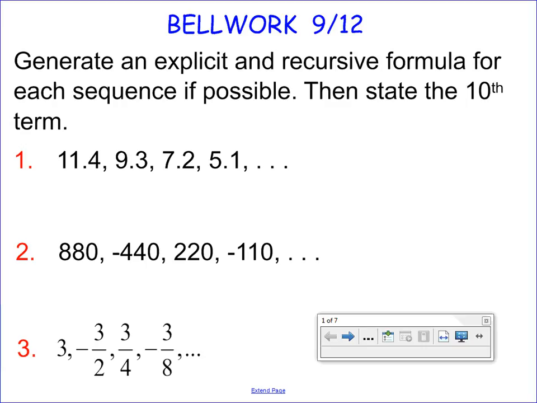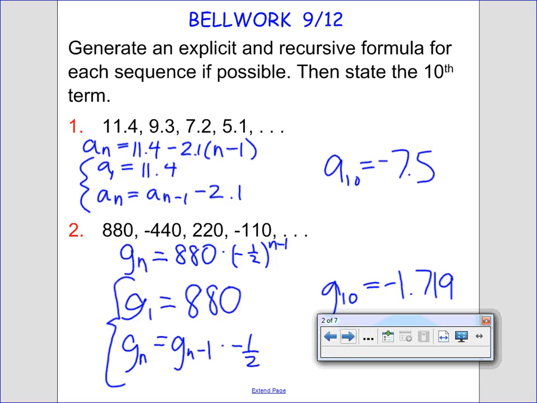Let's go ahead and take a look at the difference between explicit versus recursive formulas for sequences. And we've got a couple different kinds here. So if we look at this first kind, it appears as though our terms are decreasing by 2.1 in value each successive term that we move over from left to right. And so it looks to me like an arithmetic sequence.